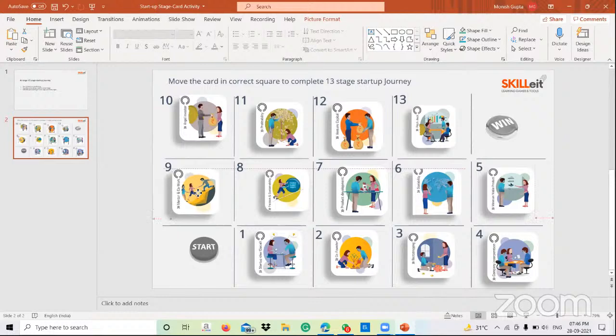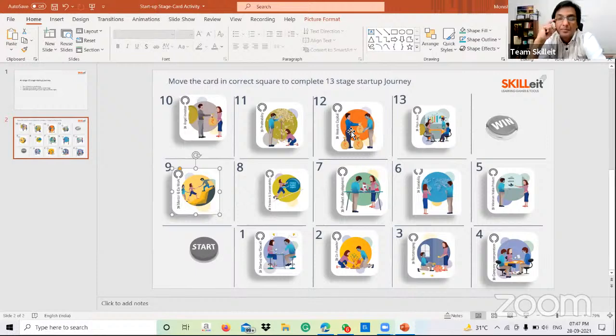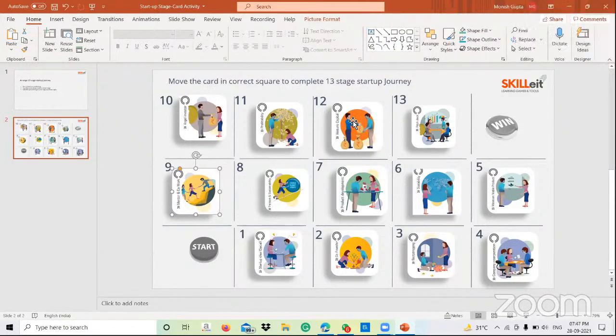At nine, I put mentors and co-work. And at thirteen, I put pitch deck. Okay. And at twelve, I put venture capitalist. After that, profitability. Sorry, I just got confused.